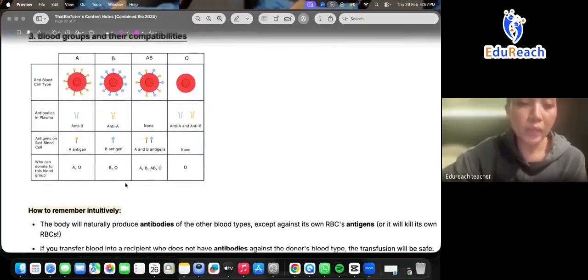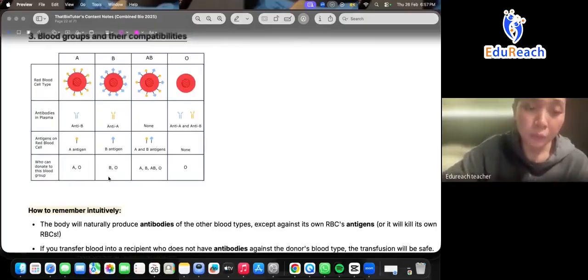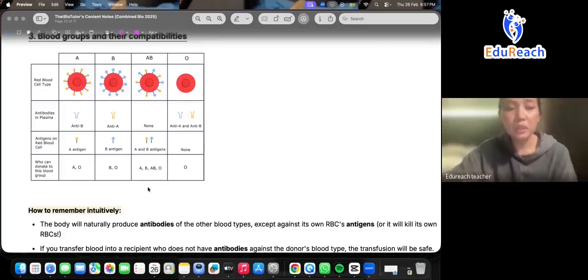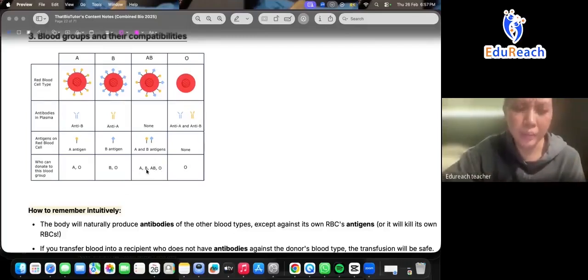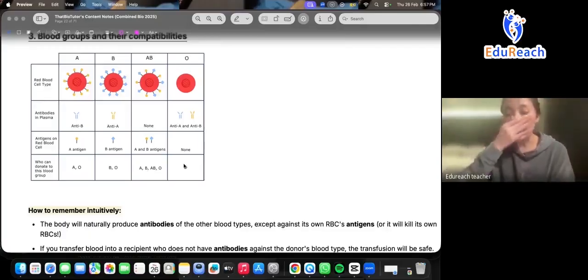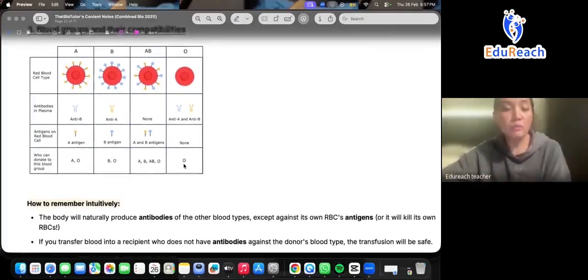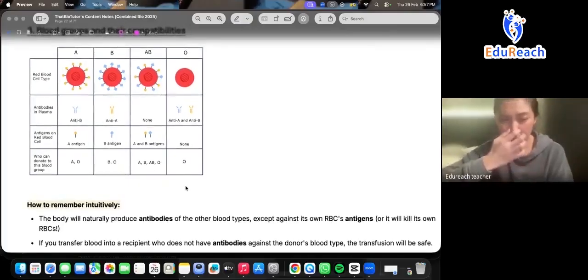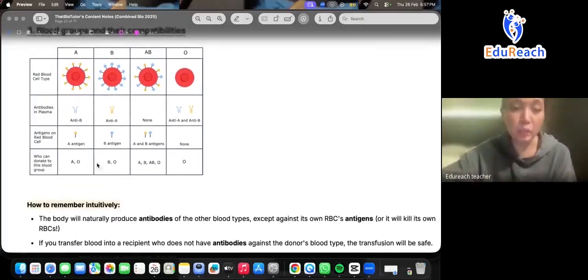So in terms of who can donate to each blood group: for A, A and O. For B, B and O. For AB, everyone: A, B, AB, and O. So AB blood type can receive blood from A, B, AB, and O. O can only receive from O. But O is known as the universal donor. As you can see, they can donate to everyone.